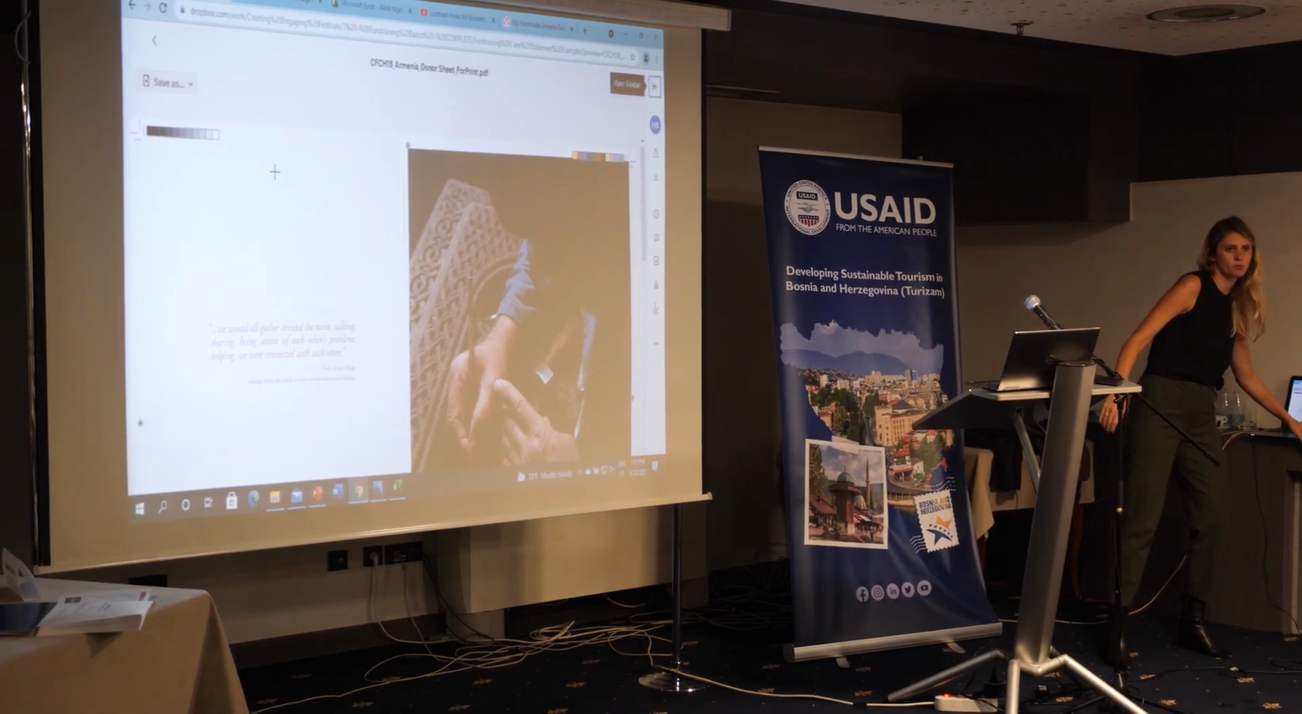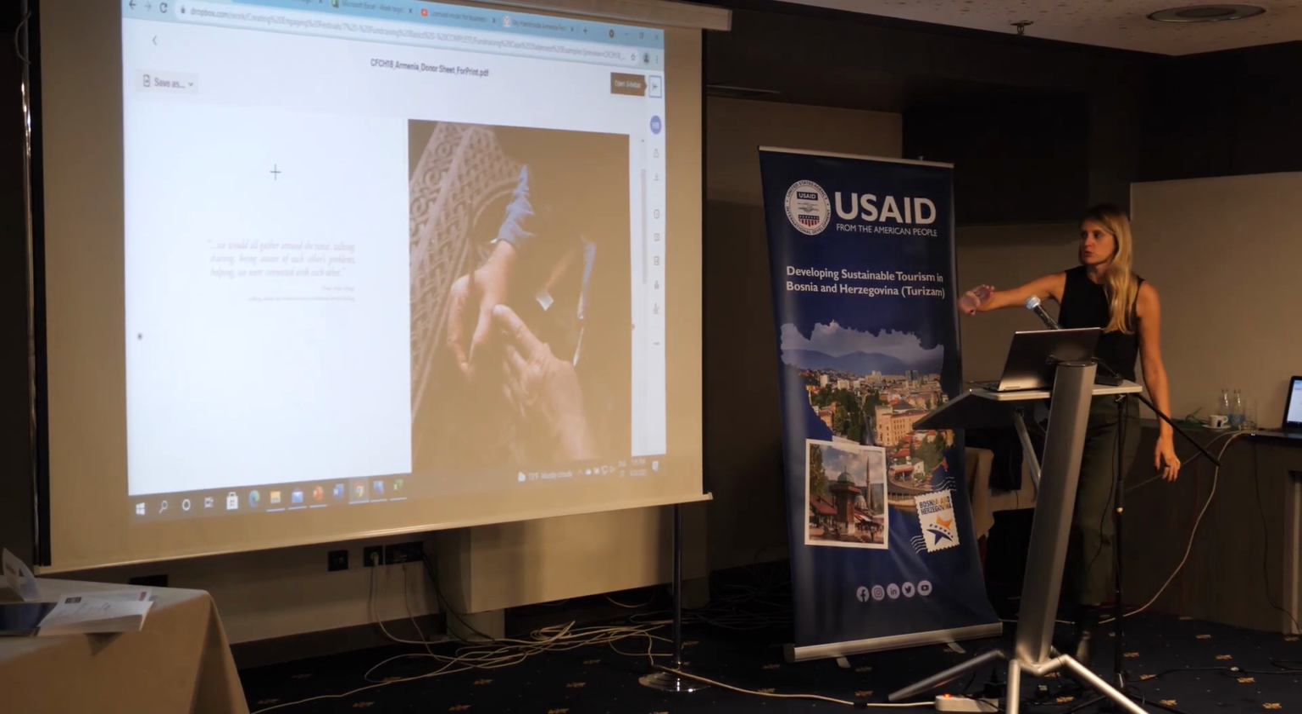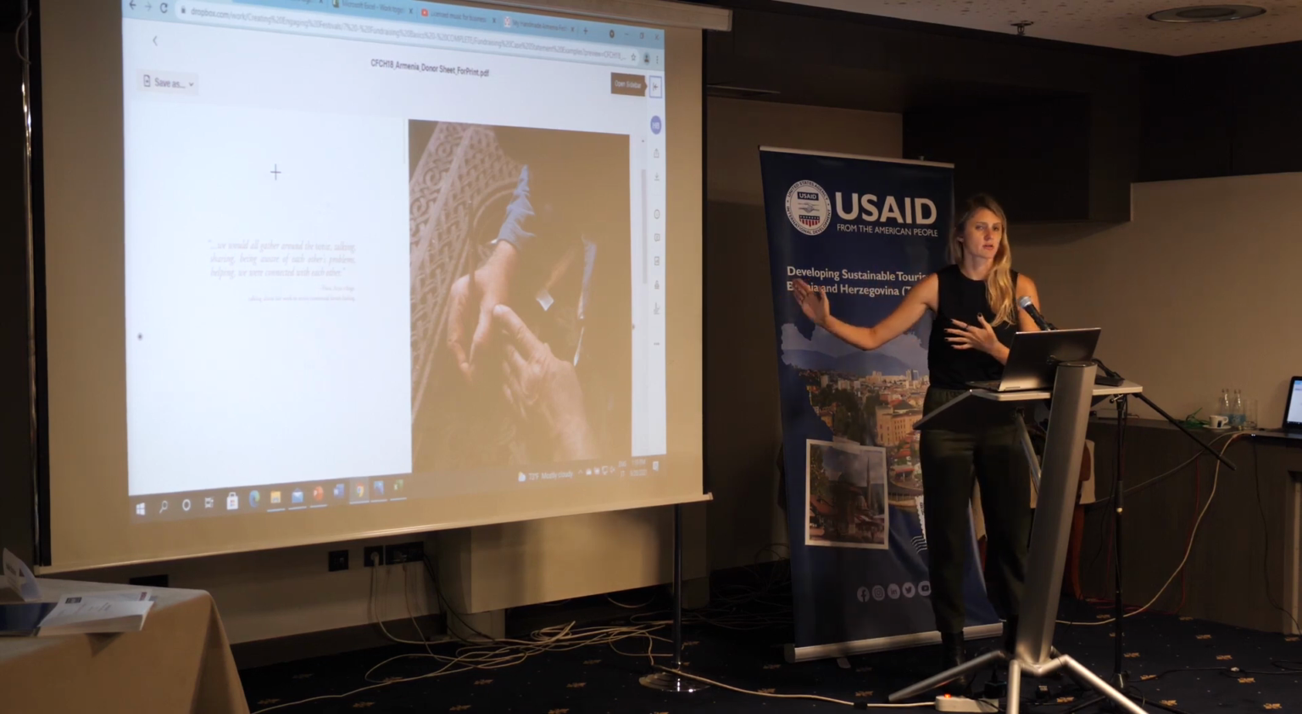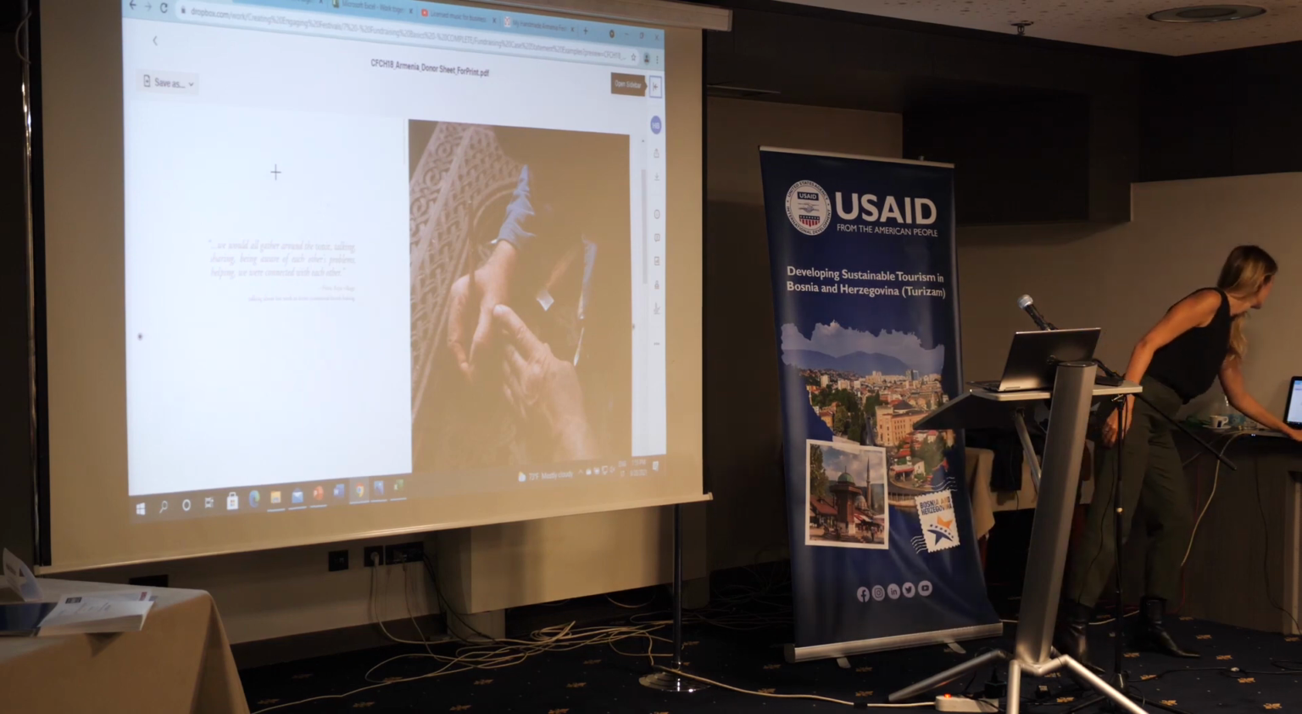We also included, we have an incredibly dynamic stone carver who was part of the festival program. And we had a beautiful image of him working on a cross stone, which is a very identifiable cultural object in Armenia. So we put that on the front.